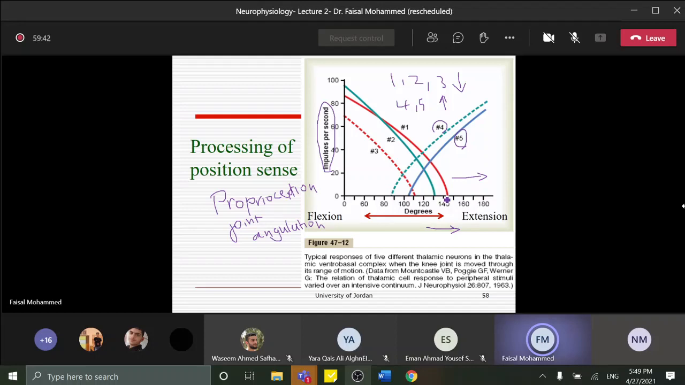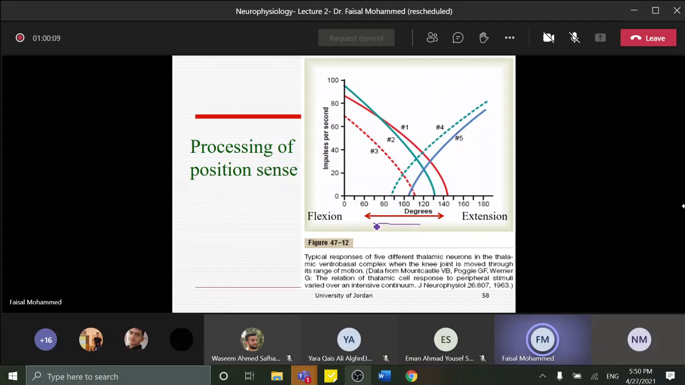For example 140 degrees: this is 140 degrees. This is the impulse rate at 4, this is the impulse rate at 5, this is the impulse rate at 1. This is just an explanation. You say, this is the extension case, which changes the position. Now if it were the other case, flexion, moving in this direction, you notice that 1, 2 and 3, their level of impulses is increasing, and 4 and 5, their level of impulses is decreasing.